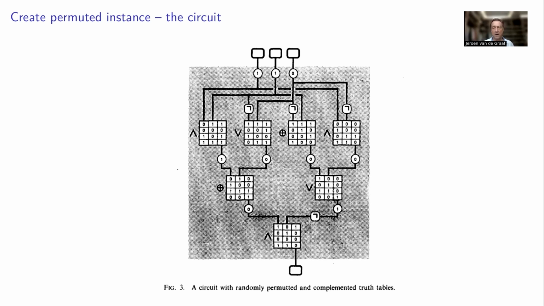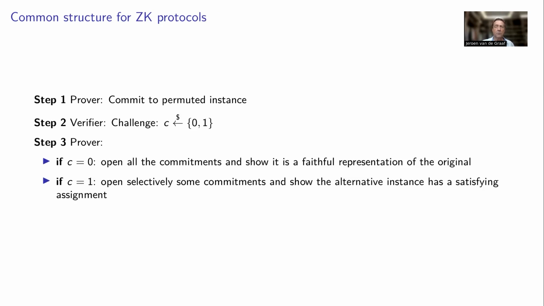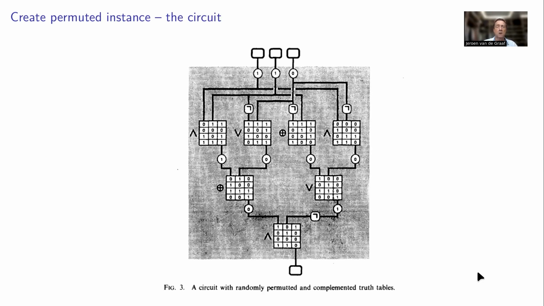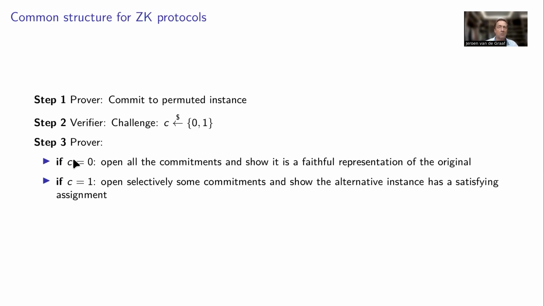and send this to the verifier. Now the verifier is going to flip a coin, and there are two possibilities. The first possibility is that the challenge is a 0, and in that case the prover is going to open all the commitments and show that the permuted instance was a faithful creation of the original instance. Oh, this is the outline. I forgot I had this slide here. So this is the outline.